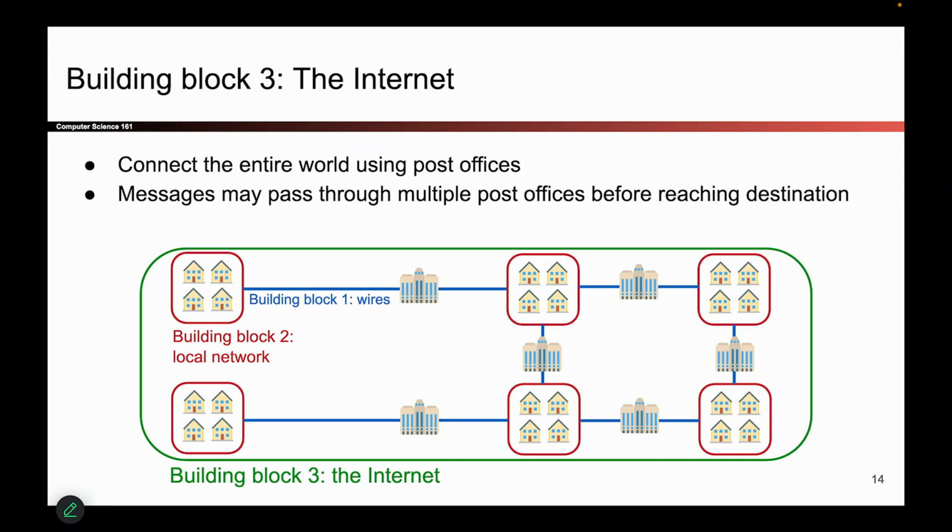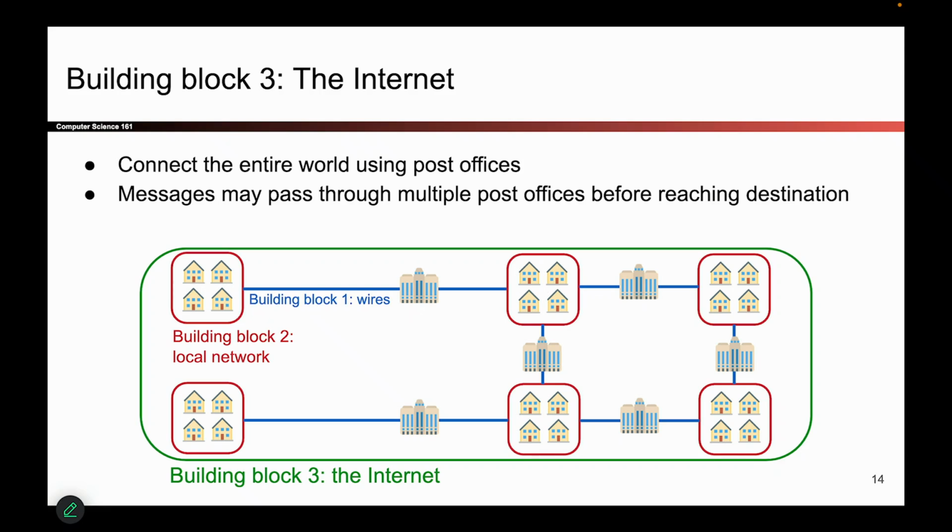So now we've arrived at the internet. We started with one building block, just a single wire that carries bits. We used it to connect up the local networks, and then we connected up the local networks with post offices, and that helped us arrive at the internet, which connects everybody in the world.